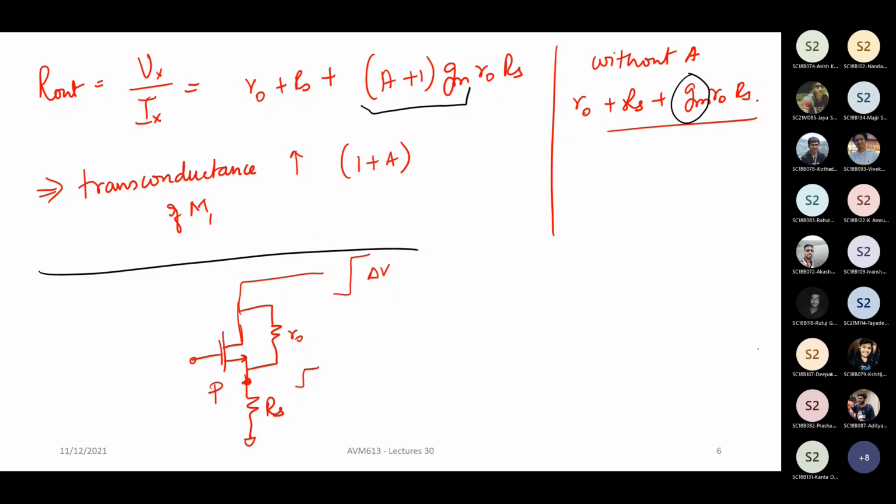This node going up can be written as delta V multiplied by, in a loose way, an impedance division, right? It is Rs divided by the total impedance seen from this particular point. What is the total impedance seen? It is R naught plus Rs plus Gm R naught Rs, right? So this will be the amount of delta P that you would see, given by this particular factor.